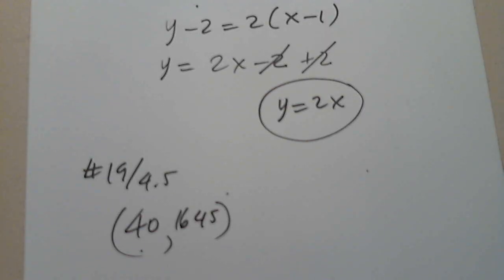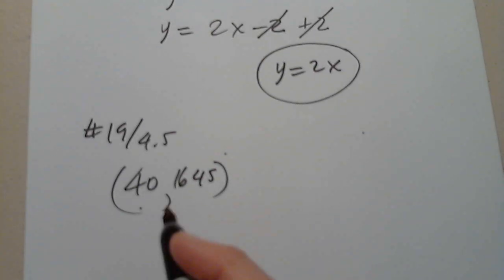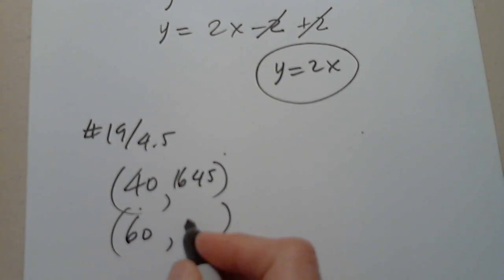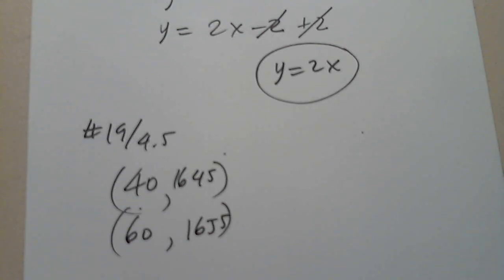If 60 packages are shipped during a month, the total expenses are 1655. I need a point. 60, 1655. Perfect. Let X represent the number of packages and Y represent the total expenses. Of course, X is independent, and the result, the dependent variable, is Y, expenses, for the shipping department.